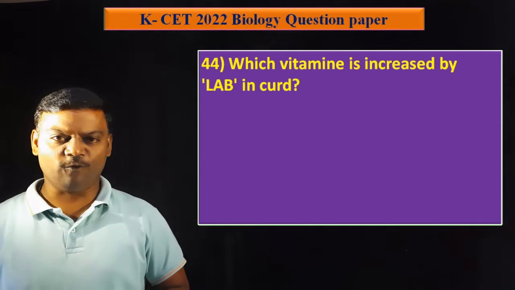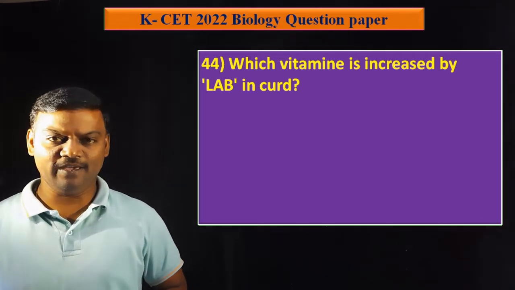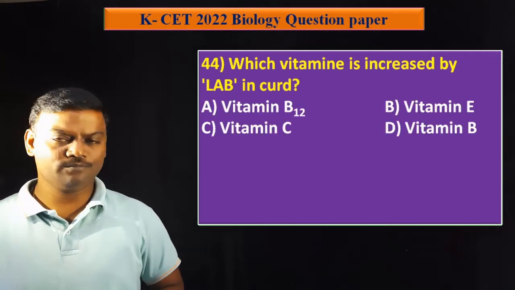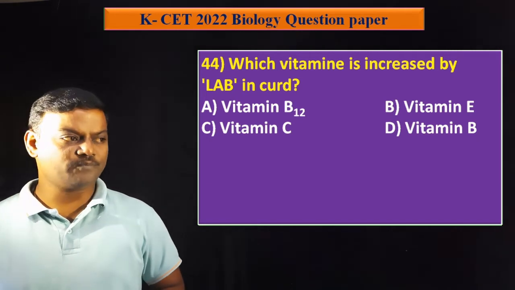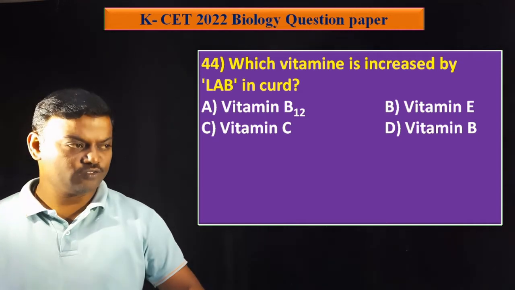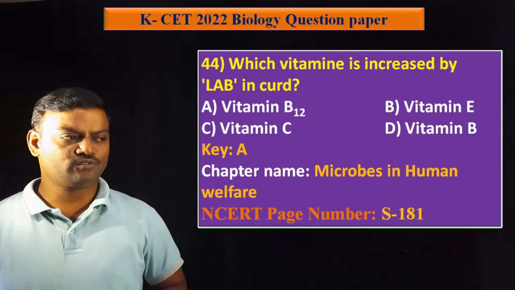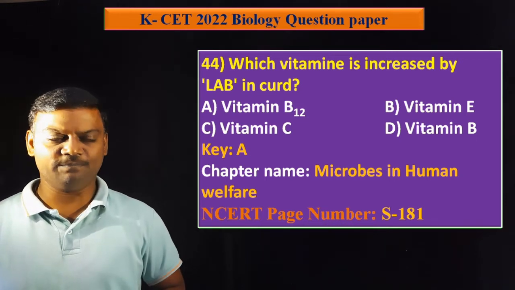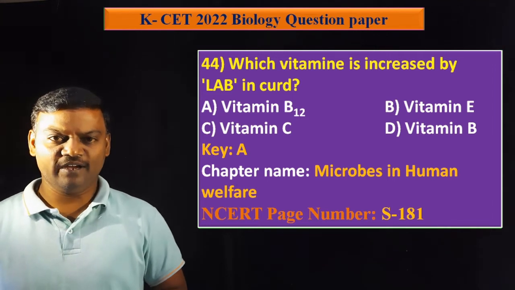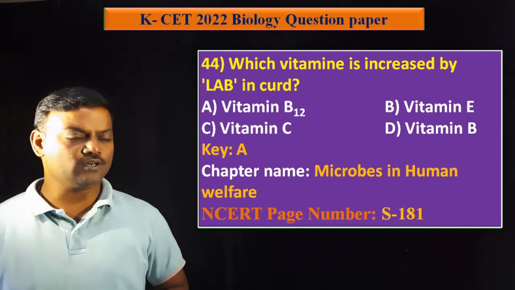Question number 44. So which vitamin is increased by LAB in curd? Option A, vitamin B12. Option B, vitamin E. Option C, vitamin C. Option D, vitamin D. So correct answer is option A. So during curd preparation, lactic acid bacteria increase one of the vitamin contents, it is vitamin B12. It is the question from Microbes in Human Welfare, NCERT page number 181.